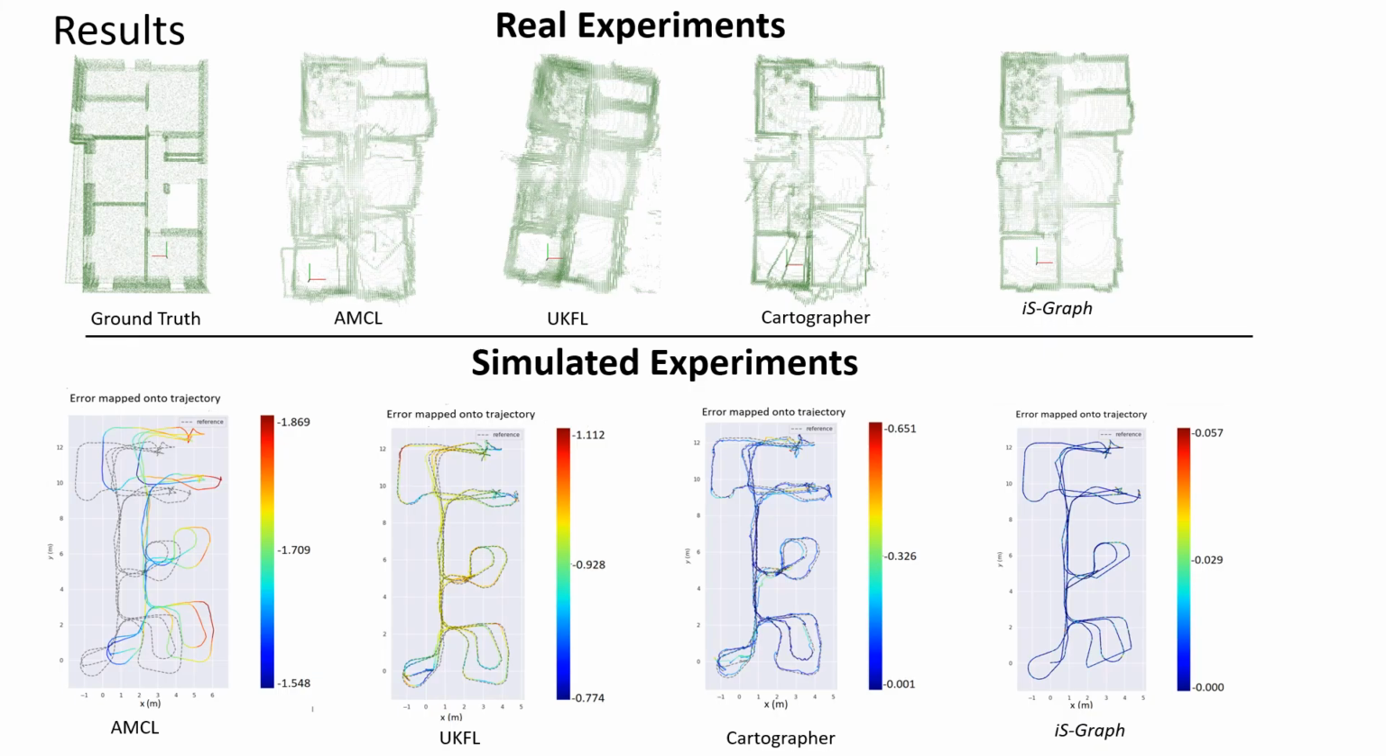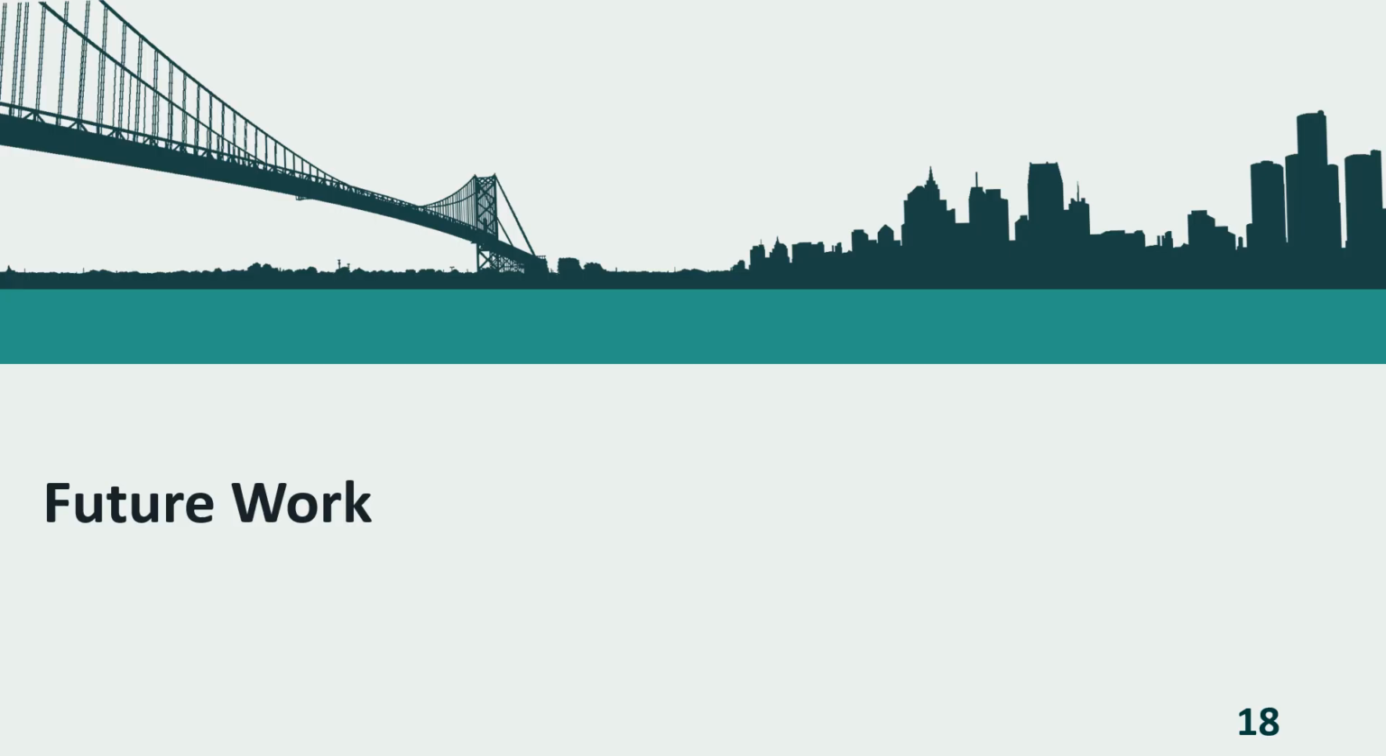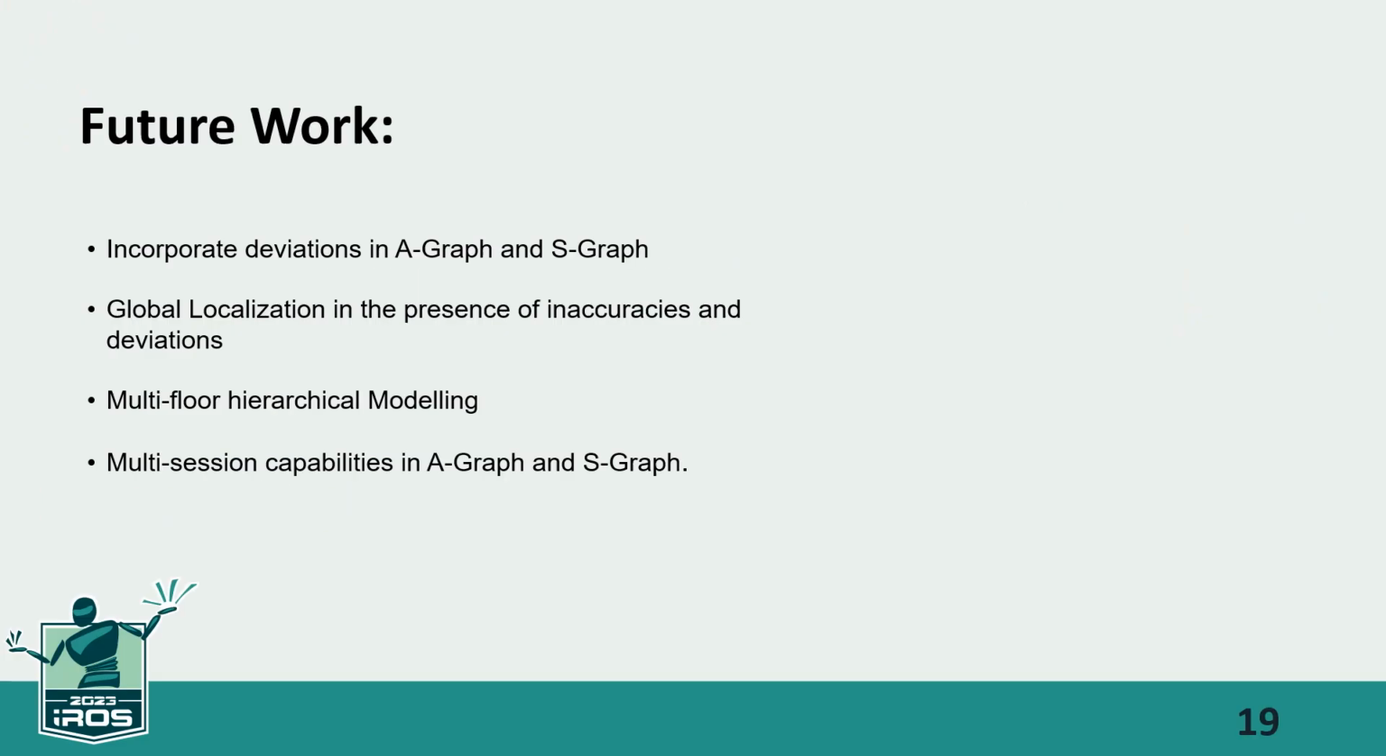We achieve state-of-the-art results both in real experiments as well as simulated experiments. In the future, we will incorporate the inconsistencies and deviations between A graph and S graph and improve our localization algorithm. Moreover, we will add multi-floor and multi-session capabilities to our system as well.